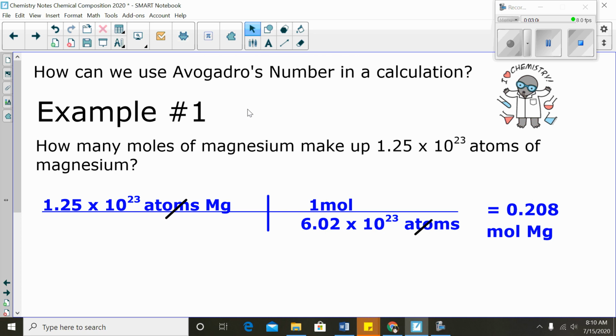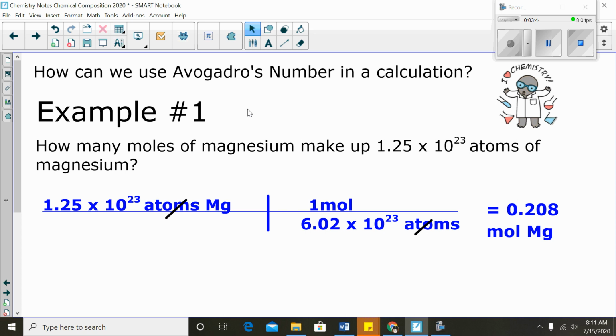Now, how can we use Avogadro's number in a calculation? Well, look at this first example. Look at the question. It says how many moles of magnesium, magnesium's an element, right, make up 1.25 times 10 to the 23rd atoms of magnesium. So if you know how many atoms of magnesium you have, how many moles is that? Well, just by looking at that number, right, 1 mole is 6.02 times 10 to the 23rd atoms, right? Now here you have 1.25, so that's less than 6.02, so your answer here should be less than 1 mole.